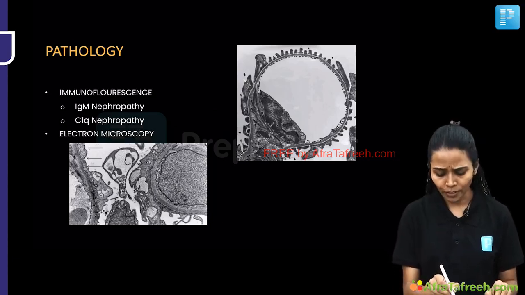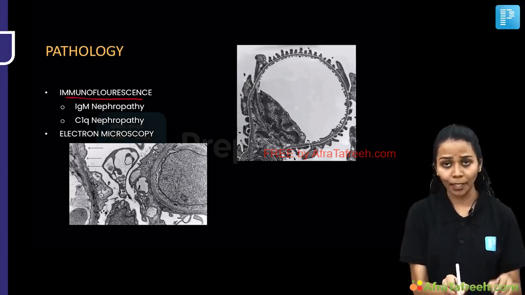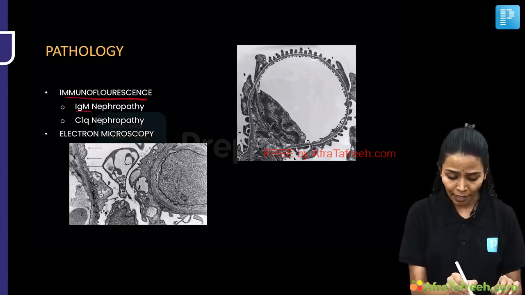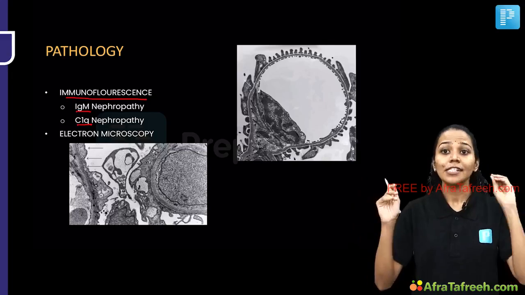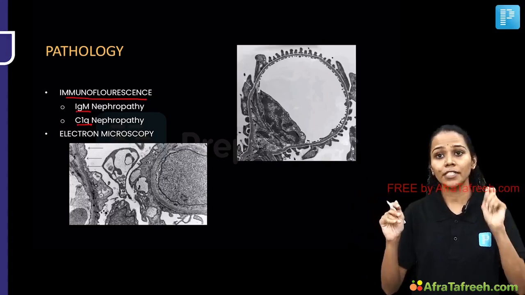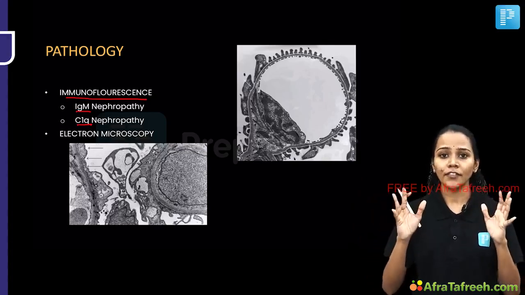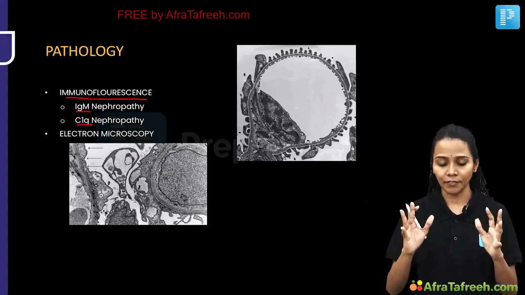Now in immunofluorescence, you can find sometimes, rarely, IgM and C1q. Otherwise, it's going to be negative staining for everything. Sometimes you can find IgM and C1q. So what is the significance of finding IgM and C1q?